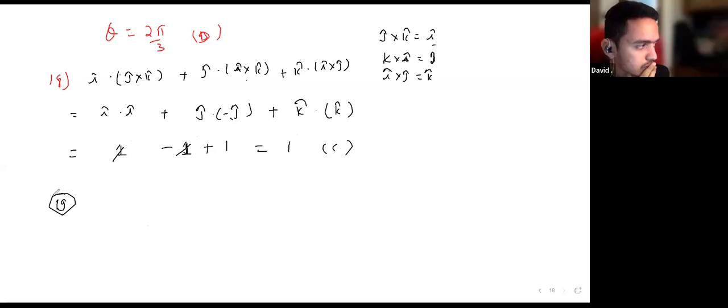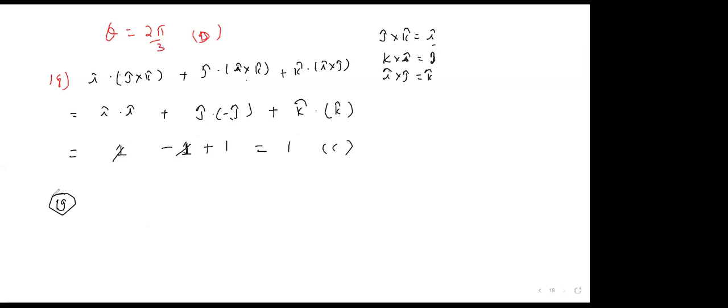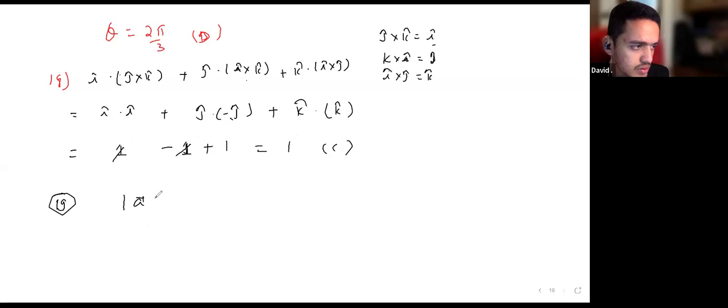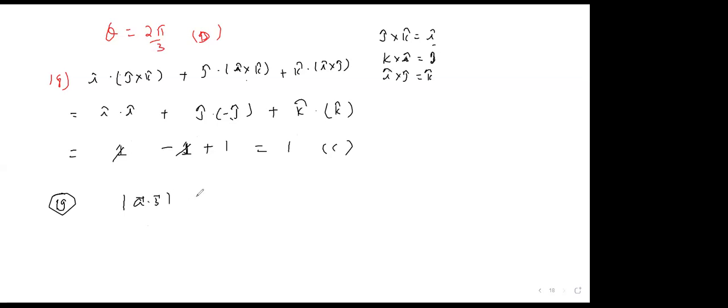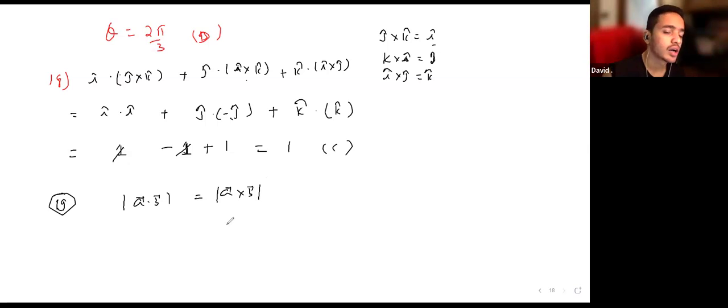Theta is the angle between two vectors A and B. Then the magnitude of A dot B equals the magnitude of A cross B. Then theta equals to what?